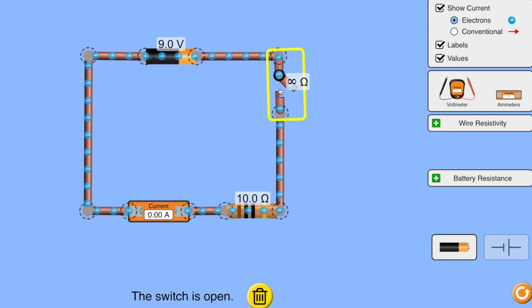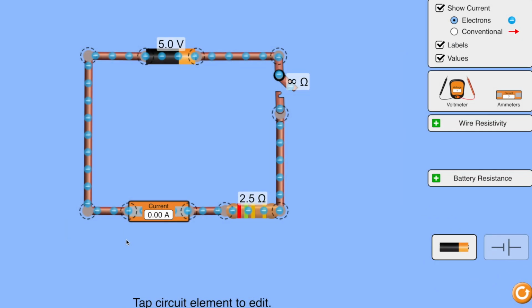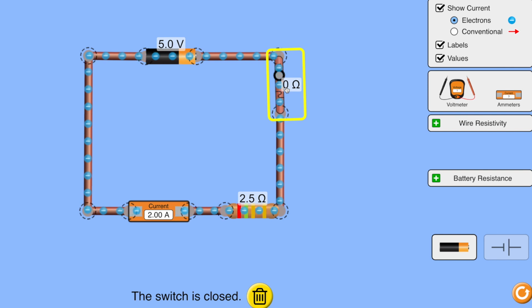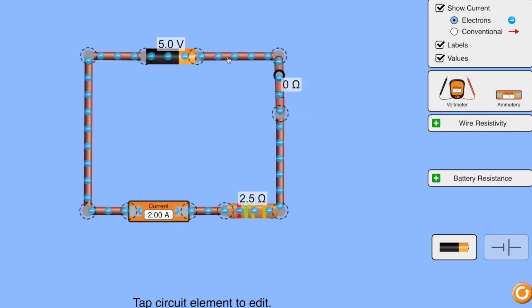Okay, let's try another example. So, in this case, our voltage reading is now 5 volts and our resistance is 2.5. Try and predict what our current value will be. Did you get it right? And can you see the relationship between voltage, resistance, and current? It should start making a bit of sense now. Let's try one more.